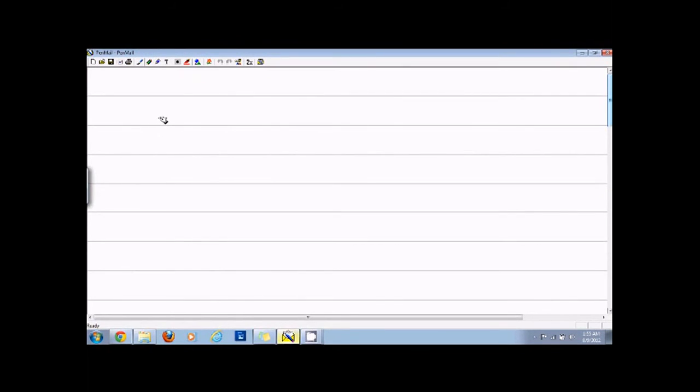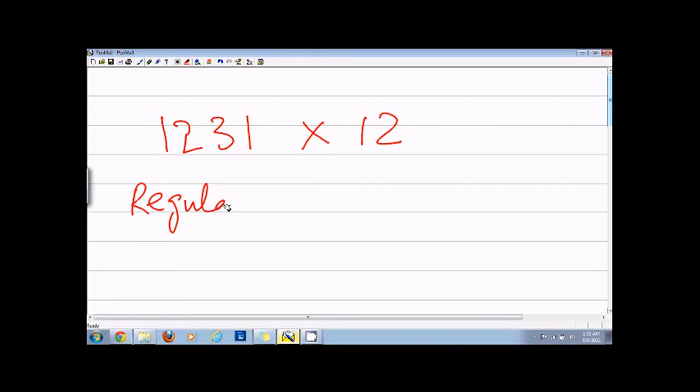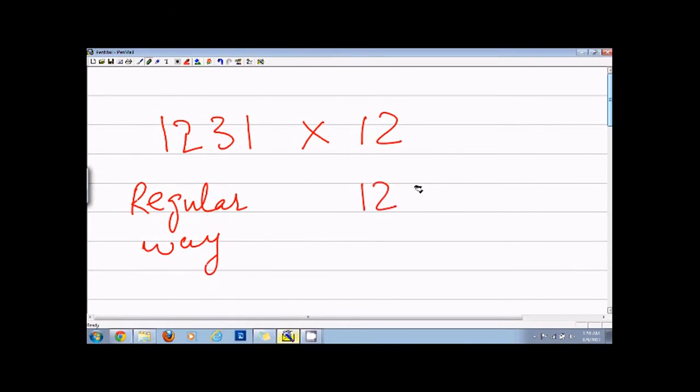Hi everyone, in this tutorial I will show you how to multiply a number by 12 in a quick and easy way. For example, I have 1, 2, 3 and 1, and I want to multiply it by 12. So the regular way will be to write 1, 2, 3, 1 and then multiply it by 12.